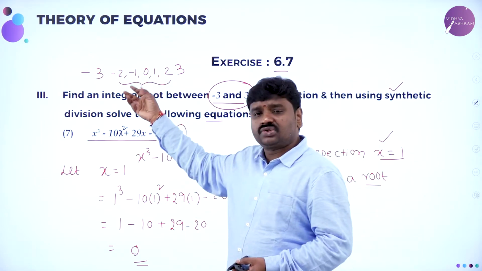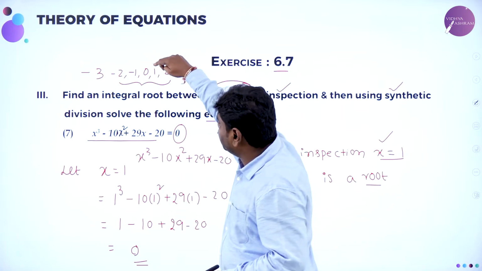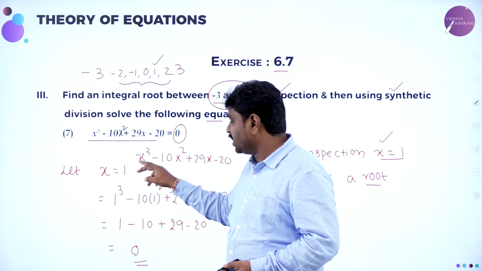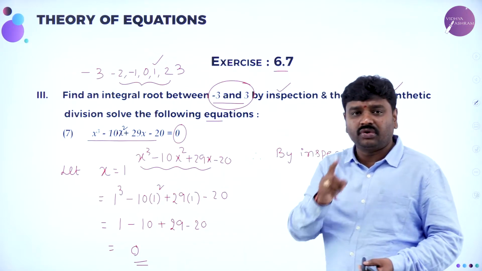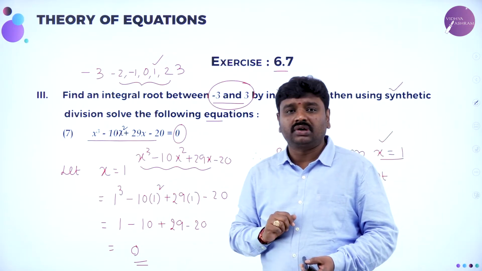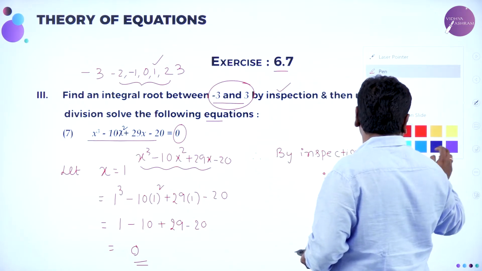First when you try minus 2 it fails. Minus 1 also fails, 0 also fails. When you try 1, in the place of x, if you put 1 in the LHS of this equation, you will get the RHS. So therefore, x is equal to 1 is a root. It satisfies. So this we call inspection. I hope all of you got it.